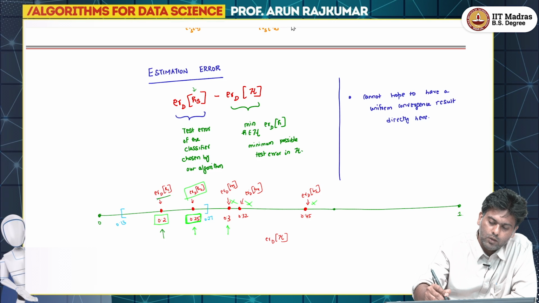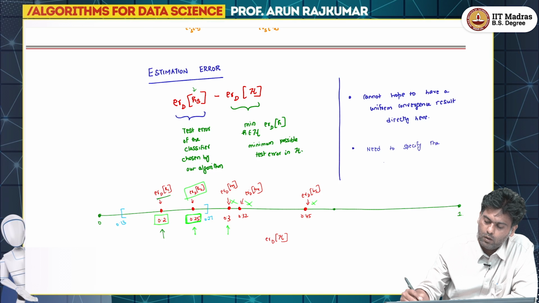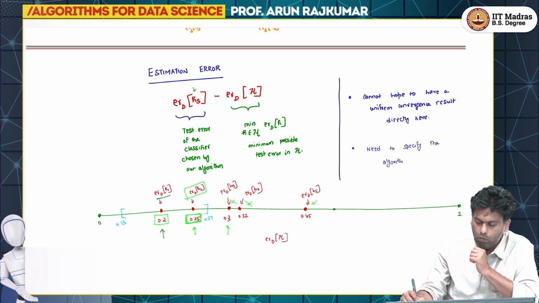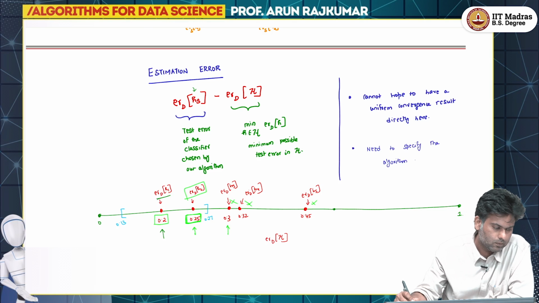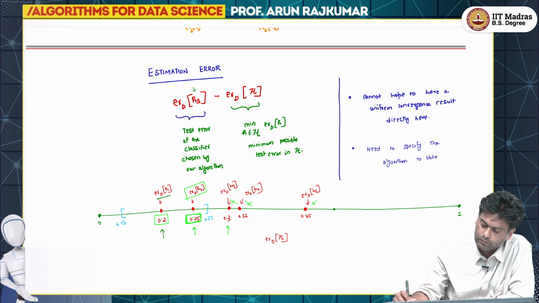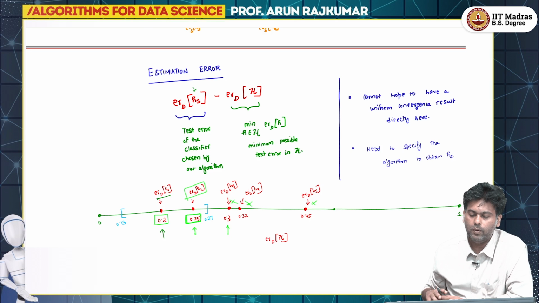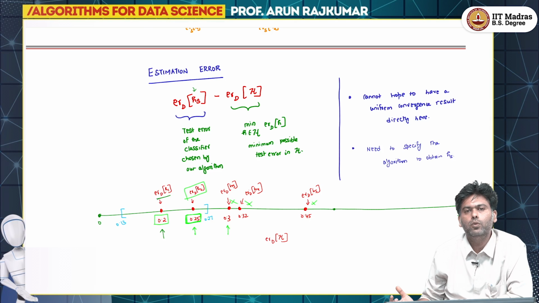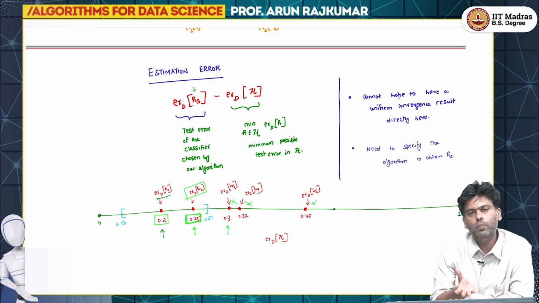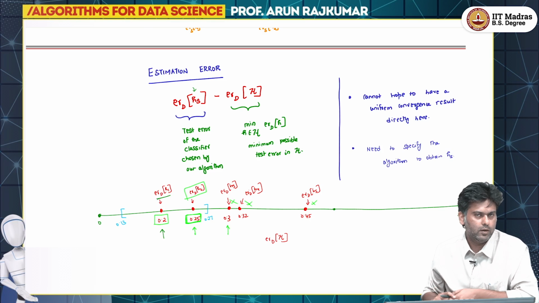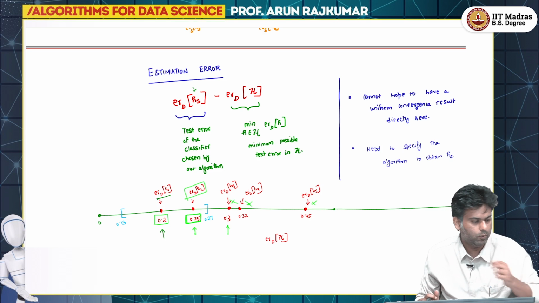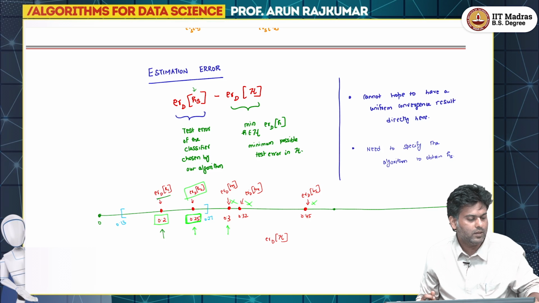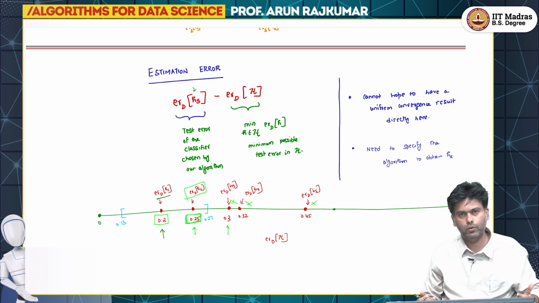That is the kind of question that we are asking. So what does this indirectly mean? It means that we need to specify the algorithm to obtain HS. Without saying which algorithm I am going to use to get HS, there is no point in even studying the estimation error. That is the first point I wanted to make. Now, having said this, let's see what algorithm we should use.